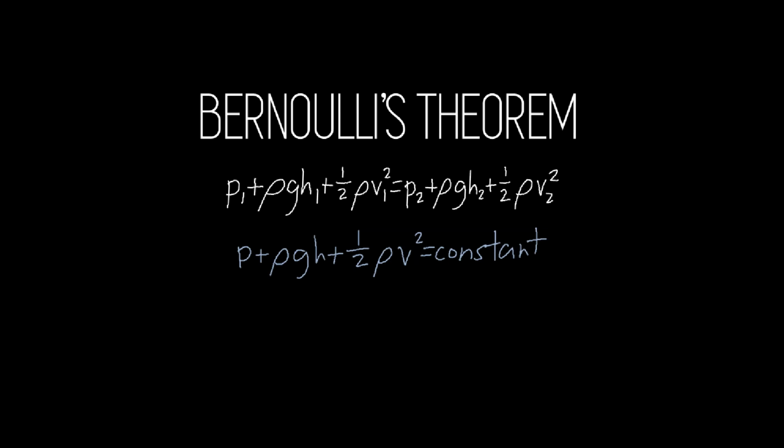It says here in this equation that the sum of the pressure, the potential energy per unit volume, and the kinetic energy per unit volume at any one location of the fluid is equal to the sum of the pressure, the potential energy per unit volume, and the kinetic energy per unit volume at any other location in the fluid for a non-viscous, incompressible fluid in streamlined flow.